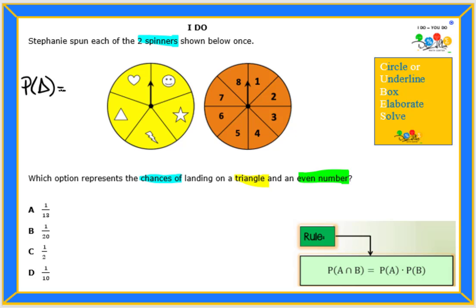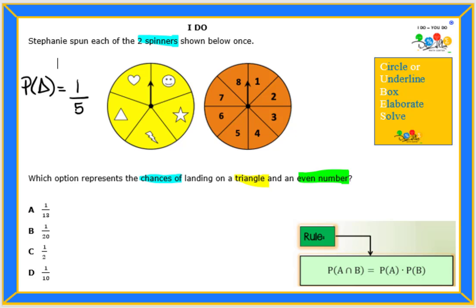So how many triangles are on this yellow spinner? That is correct. I only see one triangle out of how many total shapes or sections are on the spinner? 5. So the probability of landing on a triangle on this spinner is 1 out of 5.